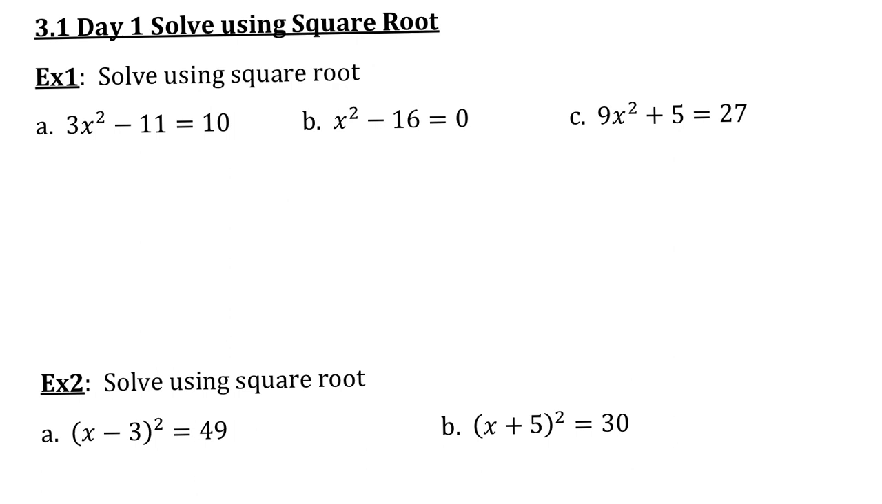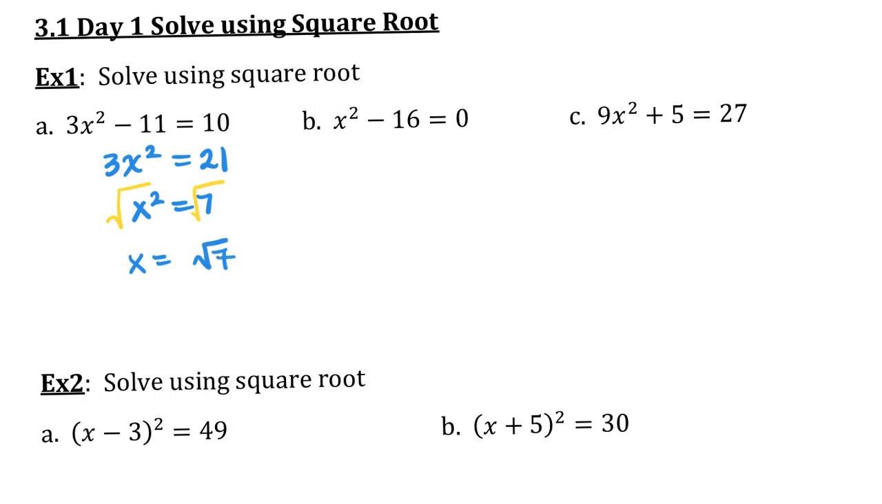So what do I have? 3x squared equals, if I do 10 plus 11, I get 21. Divide by 3. Okay, and then when you get to this step, to cancel out this squared, I do the inverse, which is the square root. So I'm going to square root. x equals, now the square root of 7 is irrational, so I'm going to leave it as square root of 7.